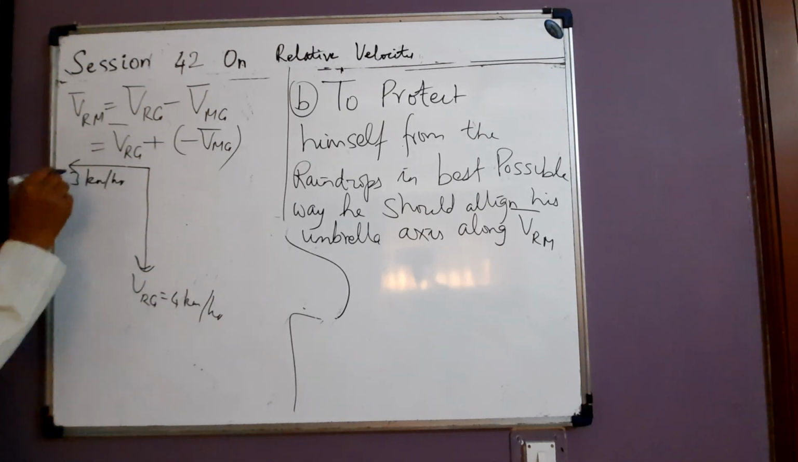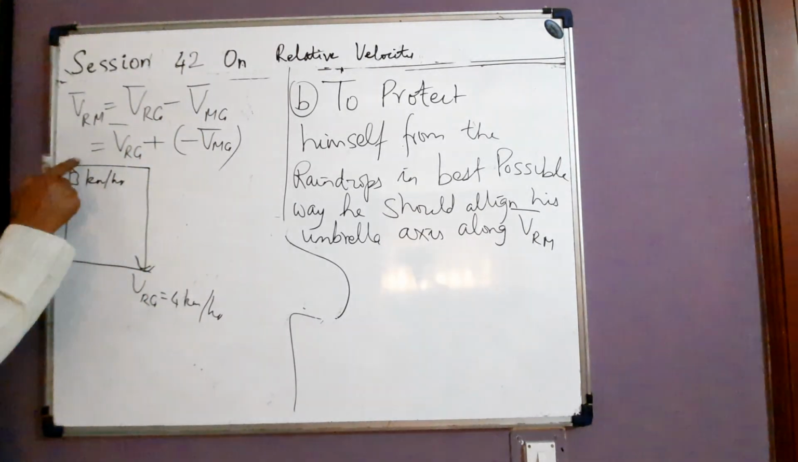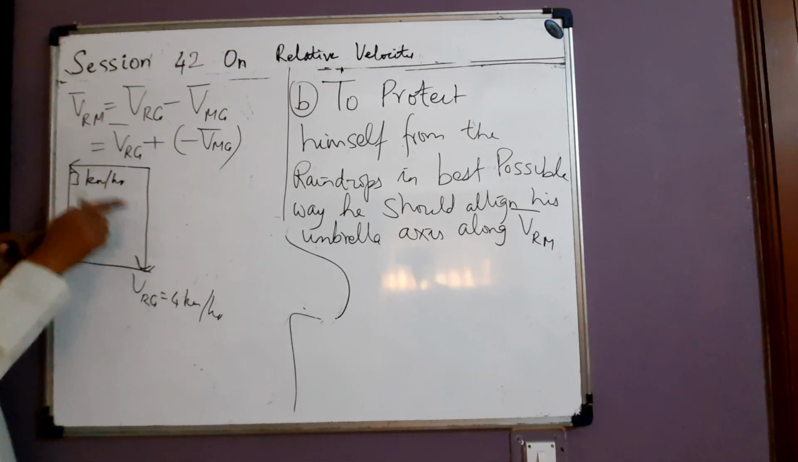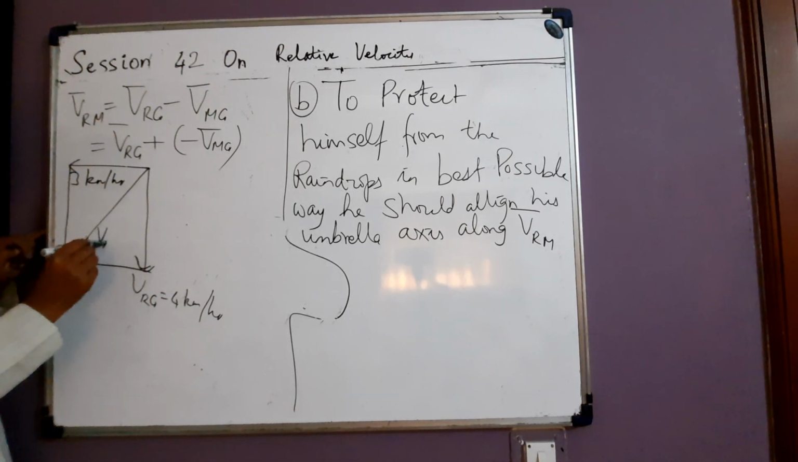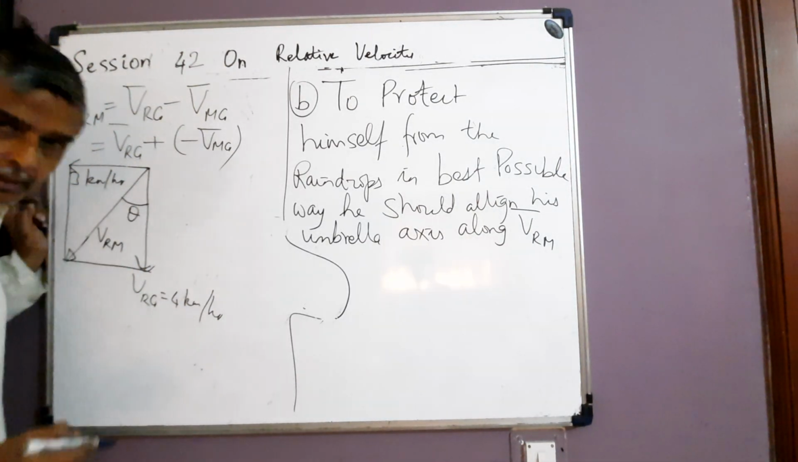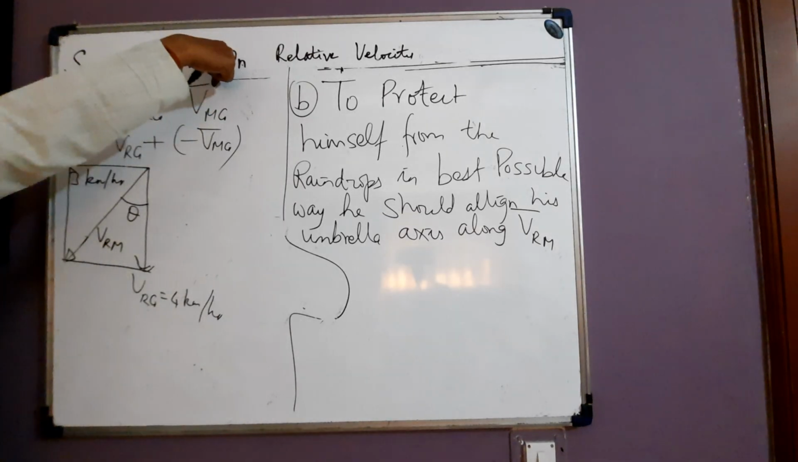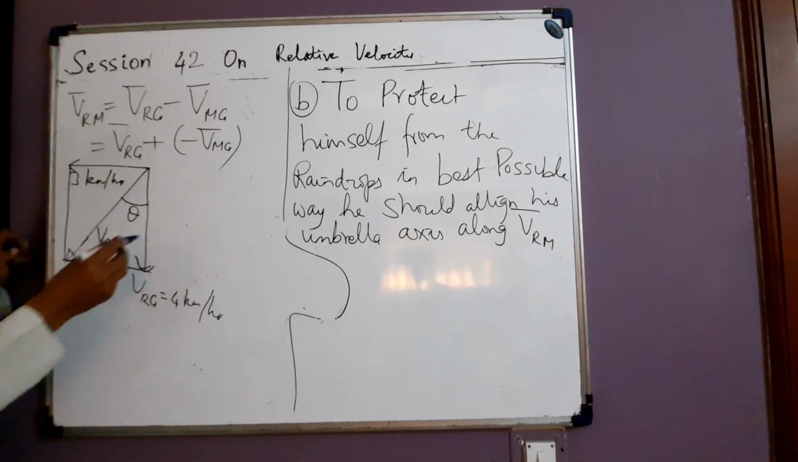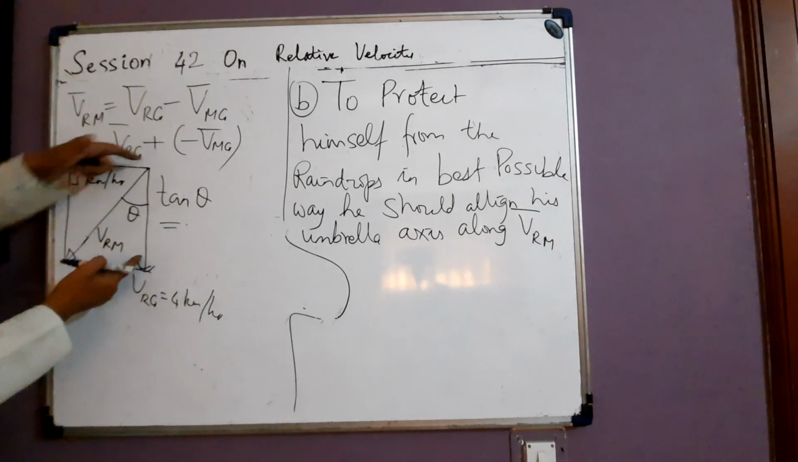Now with these two adjacent sides, we complete the parallelogram, which is a rectangle in this case. We draw a diagonal of this parallelogram through the common tail of these two vectors. This one. This is the vector VRM. Now this makes an angle of theta with the downward vertical. This theta we have to determine. The person will see the raindrop coming towards him in this direction. So tan theta will be equal to how much? Tan theta will be equal to this by this right angle triangle.